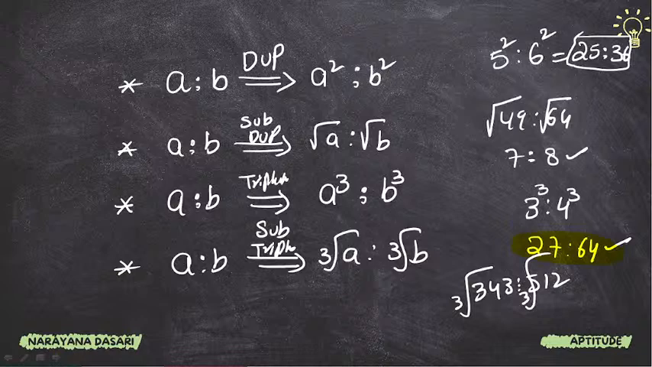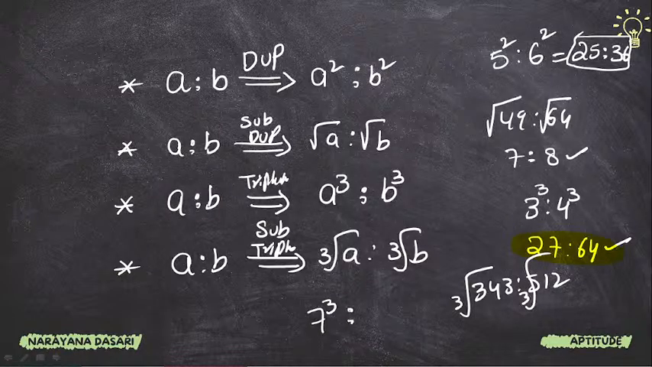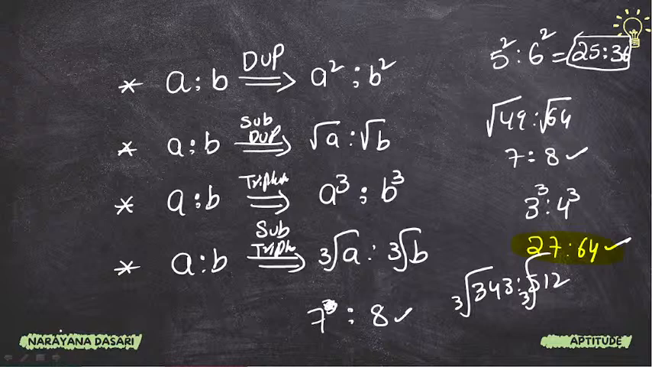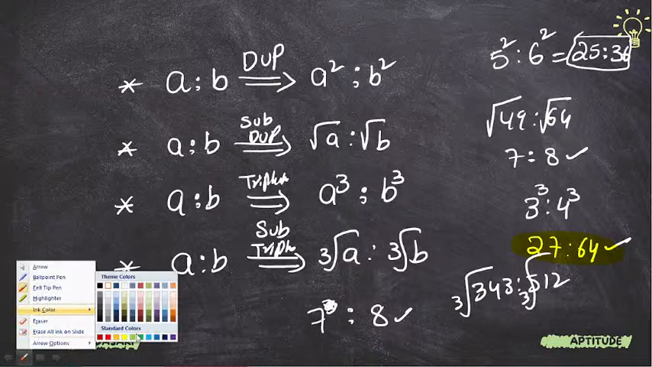So 343 is which cube, guys? 7 cube. 7 cube is how much? 343. And next, 512 is which cube? 8 cube. Then the answer is 7 is to 8, guys. Just remember only the formulas, guys.